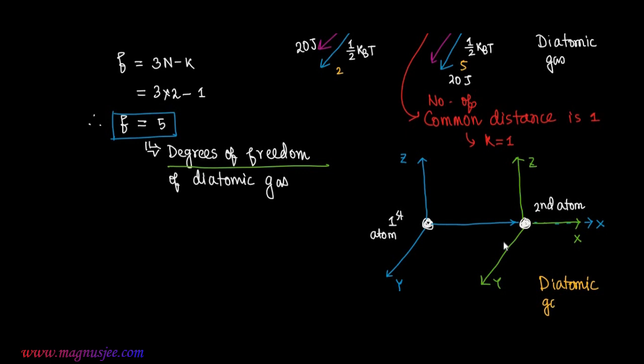This is a diatomic gas and the axes X and X1 will be a common axis. That's why the number of common distances between the first atom and second atom will be 1. That is, the number of constraints will be 1 because the X axis is common with respect to the first atom and second atom. And we can denote the number of degrees of freedom 1, 2, 3, 4, 5. There are 5 degrees of freedom along which internal energy will be uniformly distributed. If we consider internal energy as 100 joule, that will be equally distributed in each degree of freedom.